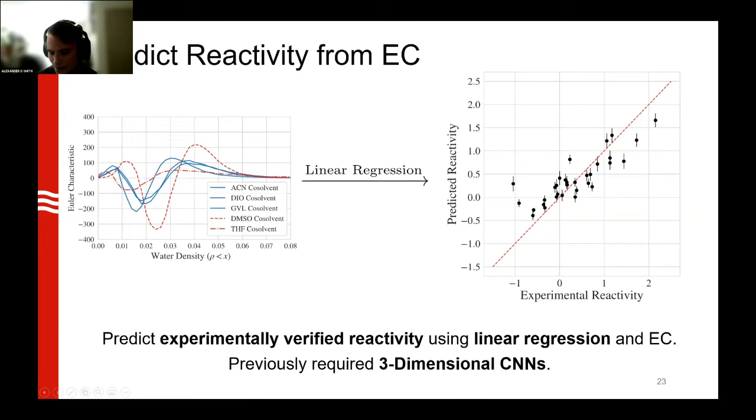And again, the thread through all of this is that this previously required much more complex three-dimensional CNNs, which can have hundreds of thousands of parameters and are highly uninterpretable. We've reduced that to only 30 parameters in a linear regression model, and we're able to obtain higher accuracy than we were able to obtain with these three-dimensional CNNs.